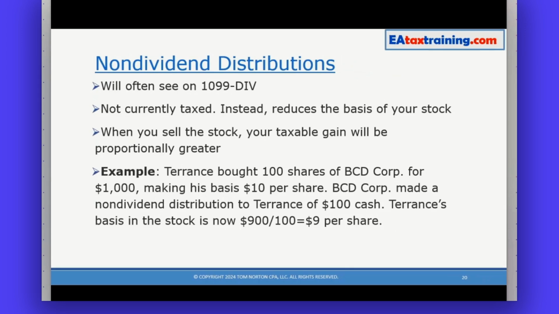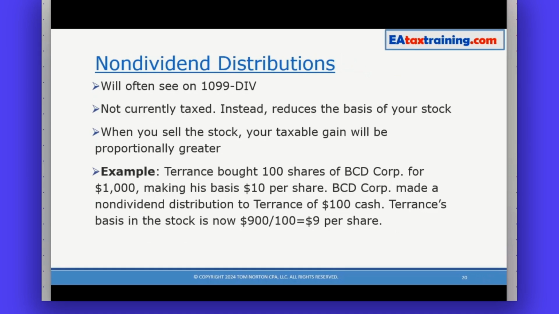Sometimes corporations will make non-dividend distributions. You'll often see this on a 1099 dividend. These non-dividend distributions are not currently taxed. Instead, they reduce the basis of your stock. Then when you sell your stock, your taxable gain is going to be greater than it otherwise would have been. So let's do an example.